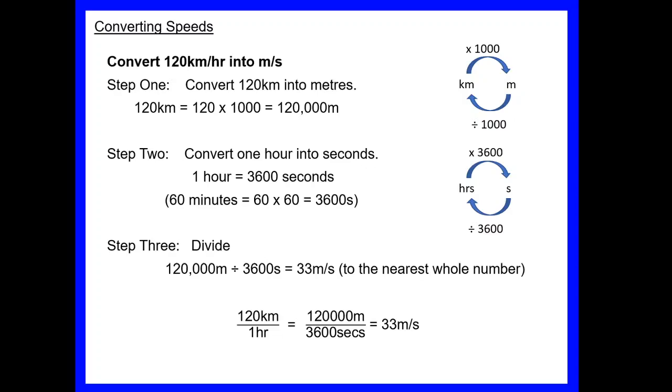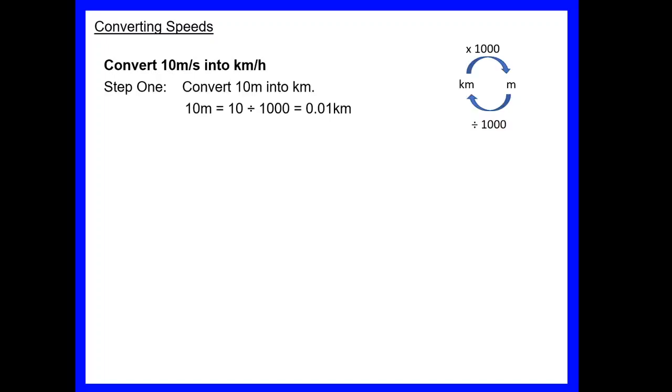Now we've converted kilometres per hour into metres per second, we need to go the other way. We're going to convert 10 metres per second into kilometres per hour. We're going to follow the same steps, starting by converting the metres to kilometres. Remember, if I want to go from metres to kilometres, I need to divide by 1,000. So 10 divided by 1,000 is 0.01 kilometres.